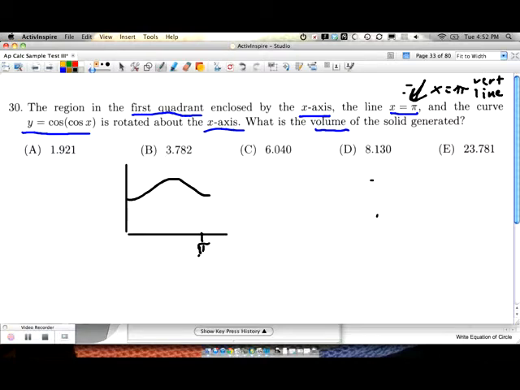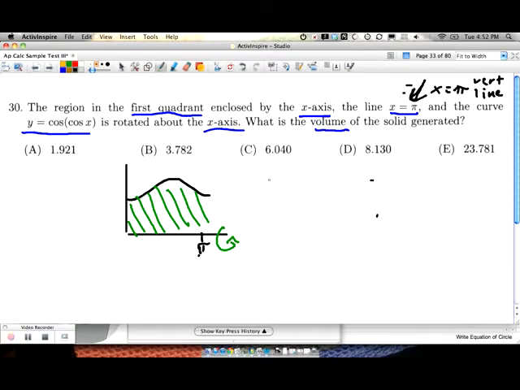So this is our function. Here's our area. Let's go ahead and shade this green. So we're taking this area and we're going to take this entire area, we're going to rotate it about the x-axis and create a volume. It's going to be an interesting looking solid vase.